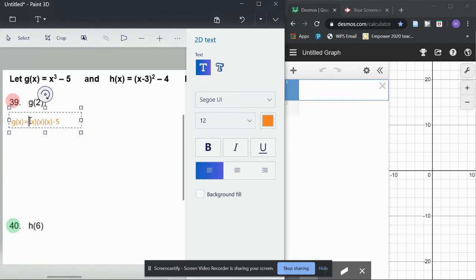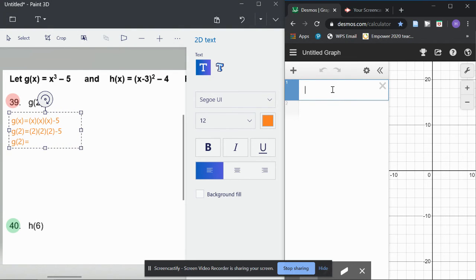So now we're going to plug a 2 in wherever we see an x. So instead of having g of x, I'm going to have g of 2 equals 2 times 2 times 2 minus 5. And as we've done for those previous problems, use your calculator, you guys. Use this Desmos calculator, or your phone calculator, whatever makes it easier. So we're doing 2 times 2 times 2, and then we subtract 5.